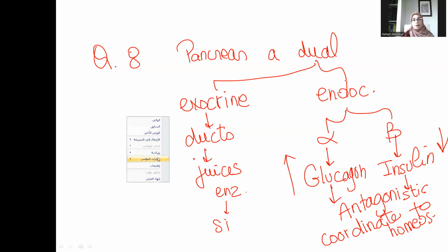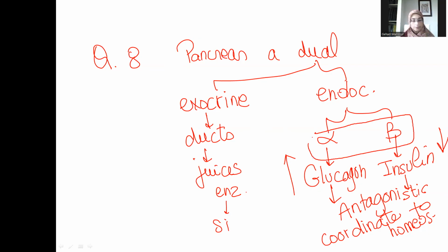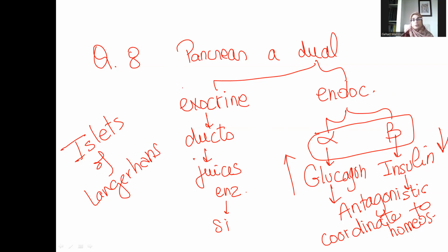Then I might be asking you about the islets of Langerhans, and the islets of Langerhans actually are nothing but the total of alpha and beta endocrine cells. We call them together the islets of Langerhans, according to the scientist who discovered them.